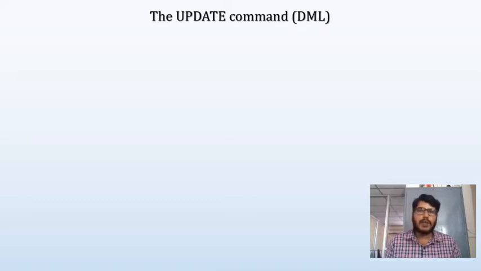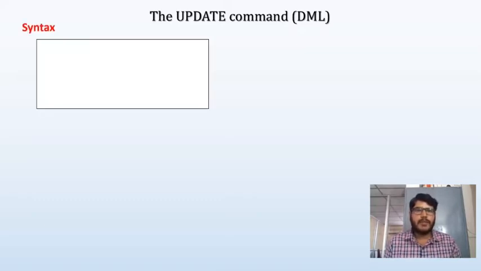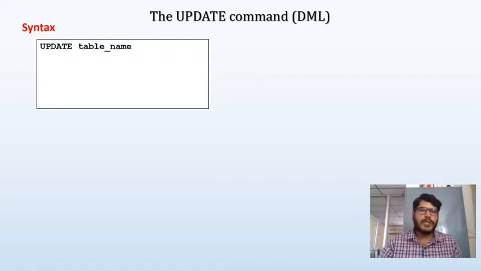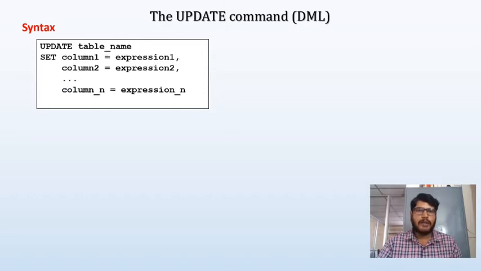Let us see the syntax of the update command. We have to use the update keyword. Later on we have to use the table name. Update is a keyword here and table name is nothing but the table for which I want to modify the record. After this we have to use the set keyword here. Along with that, we have to specify the column name, equal to operator, and expression or value.